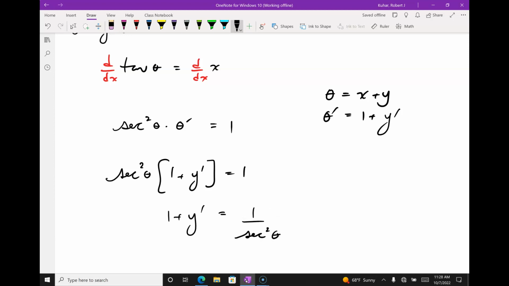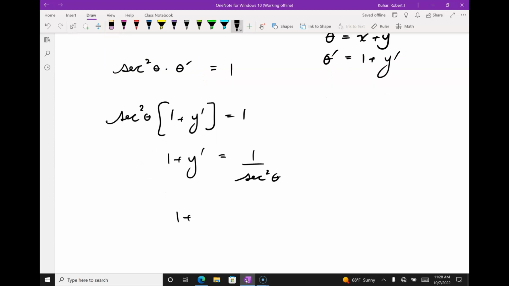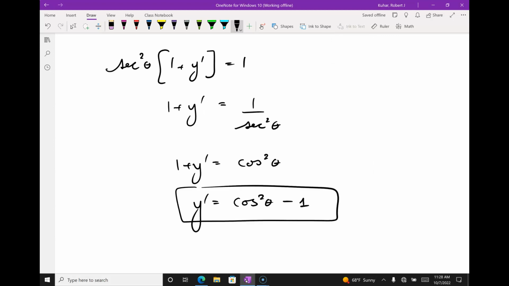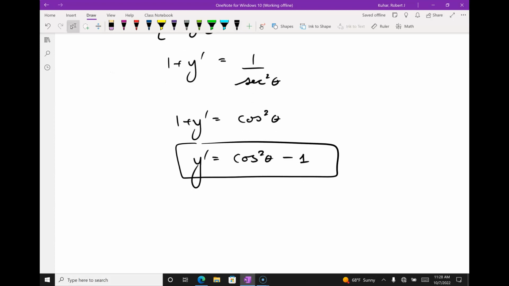But what is that? That's cosine, isn't it? So 1 plus y prime equals cos squared of theta, and y prime is cos squared theta minus 1. Nice. That's a pretty acceptable answer. Of course, I could simplify it, but my directions were to get it in terms of x, right? Anybody recognize this identity?